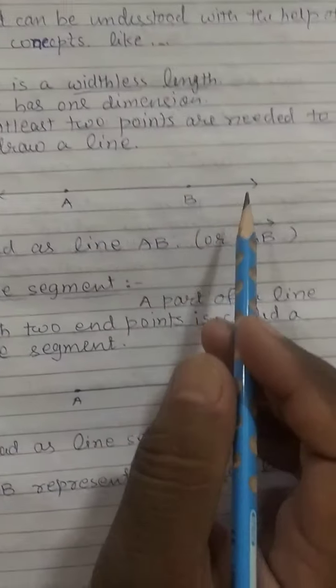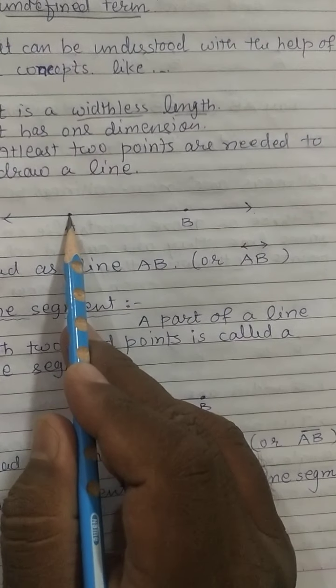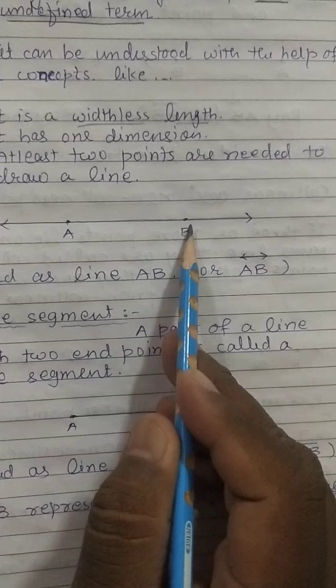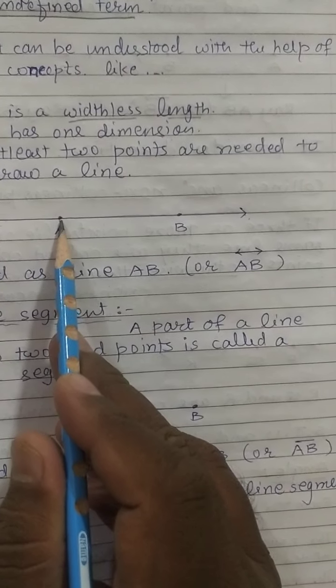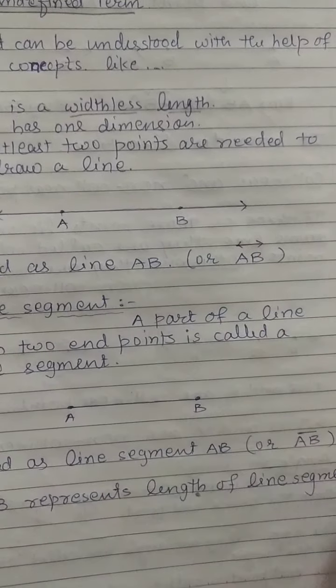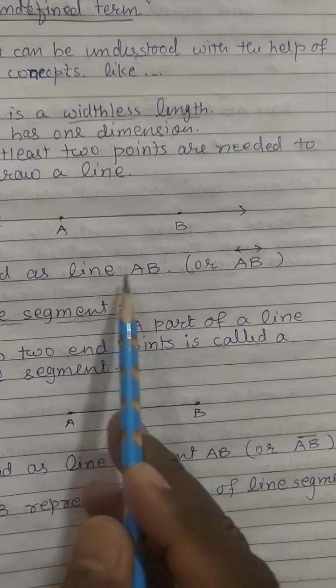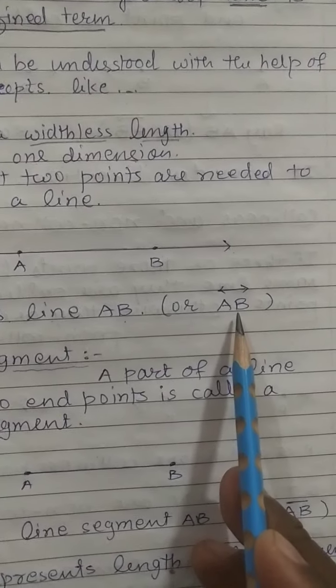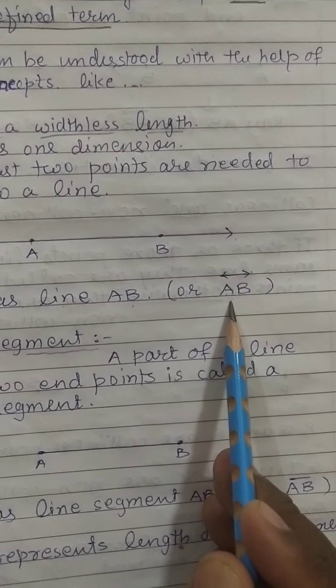See here, line AB is drawn. 2 points A and B are indicated on a line. That is, the line is passing through point A as well as point B. This is read as line AB.